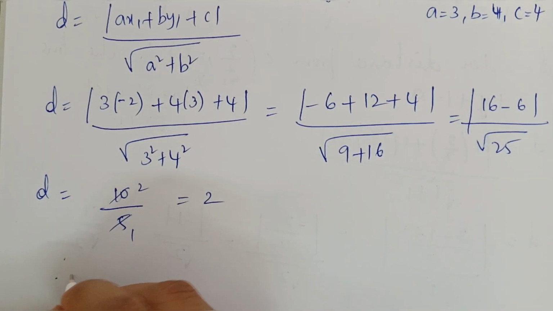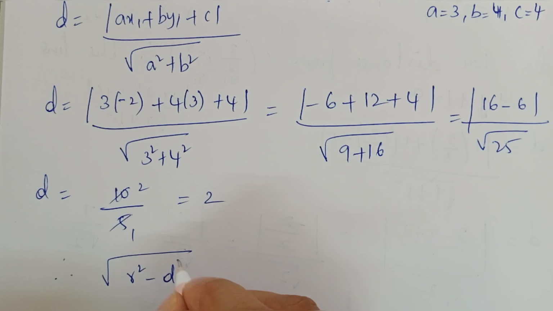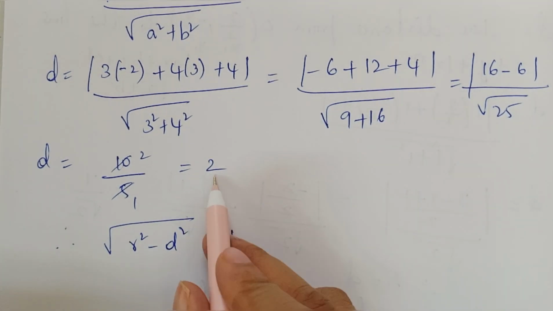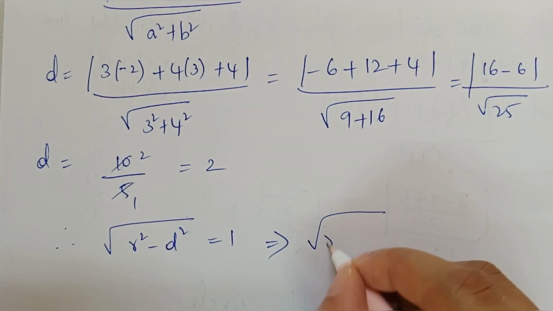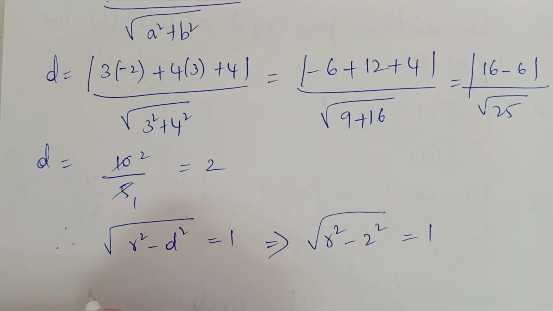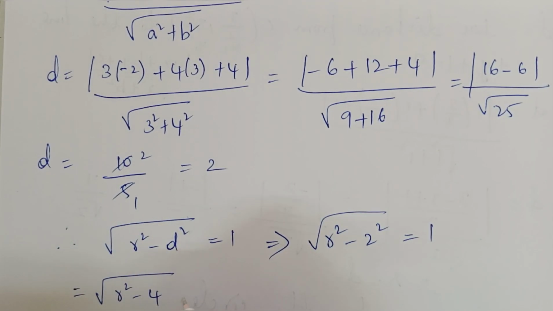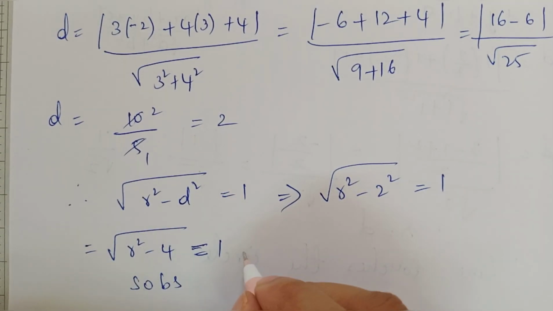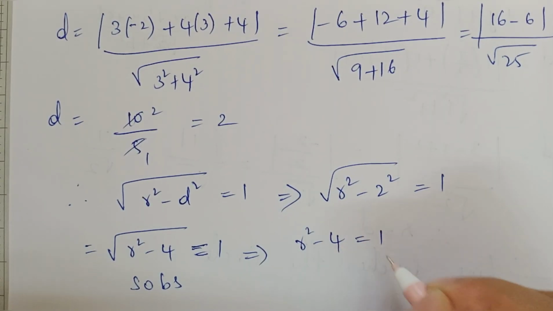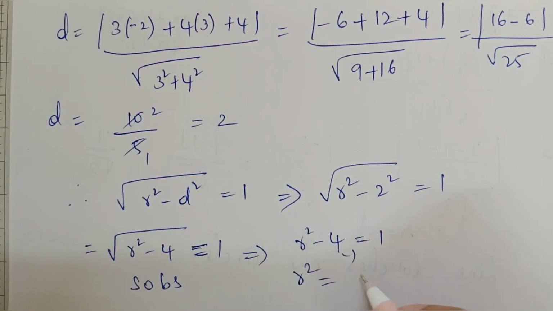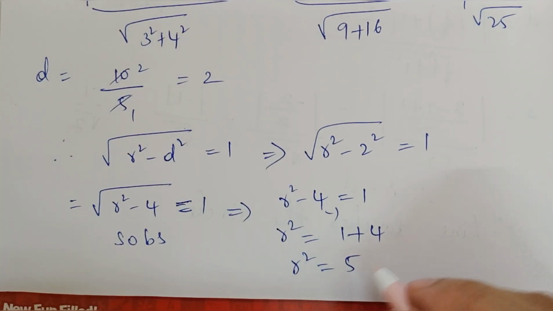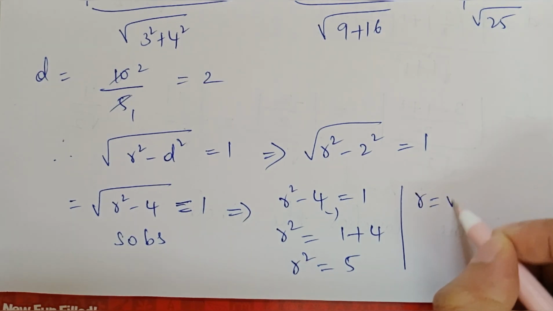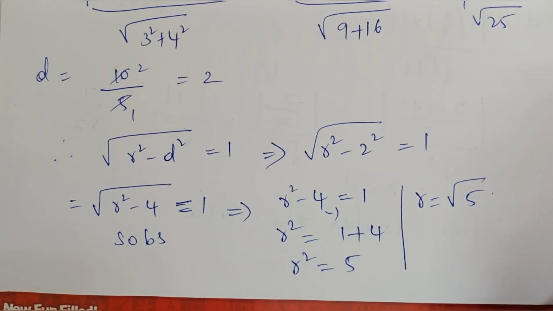So now we have root r square minus d square equals 1. We can substitute the value of d as 2 here. So we'll get root r square minus 2 square equals 1, which is r square minus 4 equals 1. We don't need the root, so we'll do squaring on both sides. So we'll get r square minus 4 equals 1. 4 goes over there. r square is equal to 1 plus 4. r square is equal to 5. Square goes that side, so r is equal to root 5. We got the radius and we have the center, so we can write the equation of the circle now.